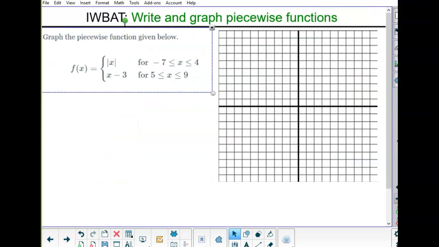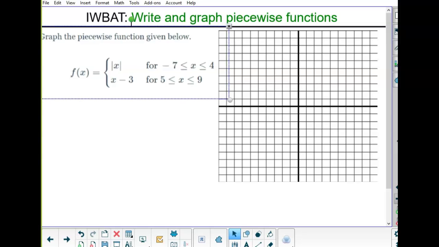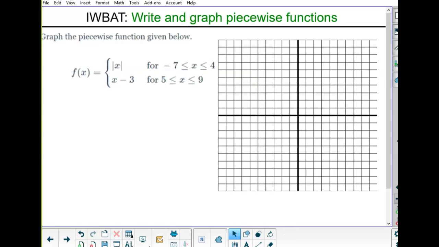Okay, now let's have some fun. What about the absolute value of x? You may remember what that graph looks like from Algebra 1.